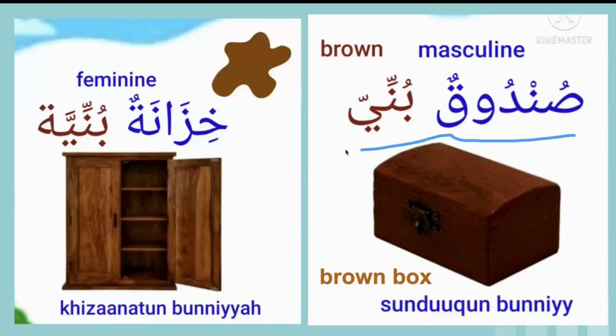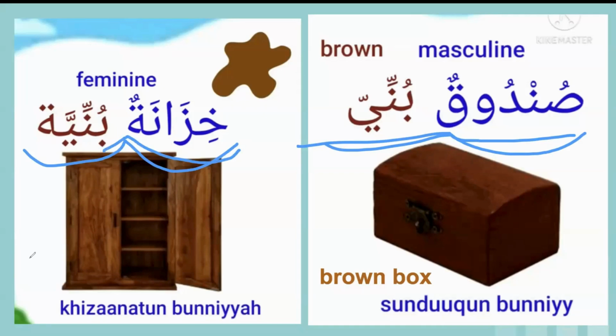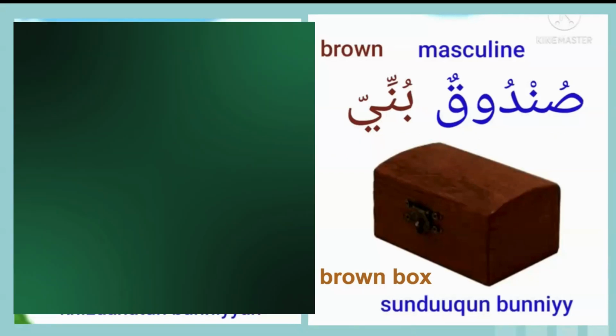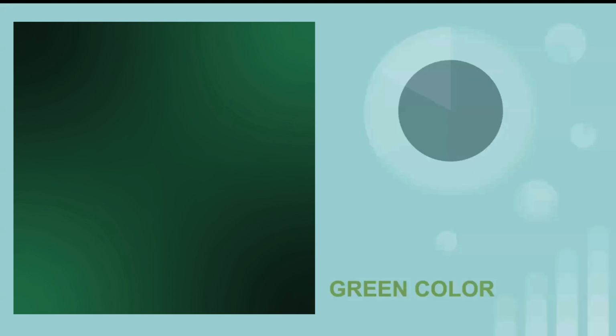Sunduqun bunni. Khizanatun bunniya. Good job. So now, how to say green color in Arabic?